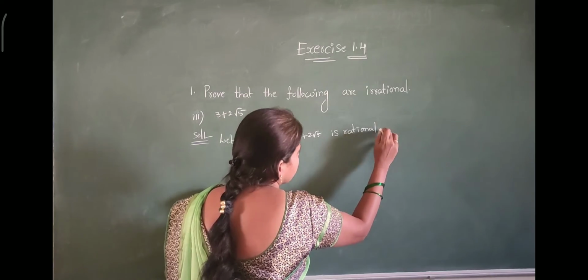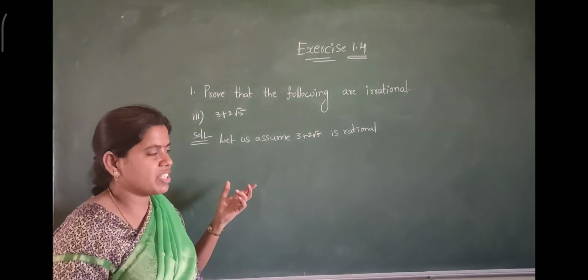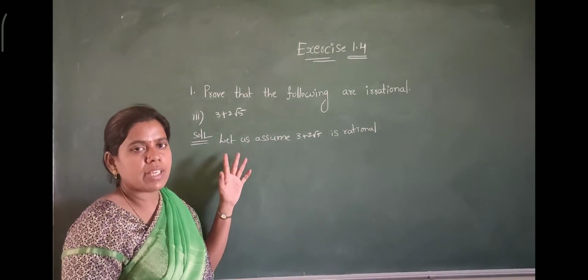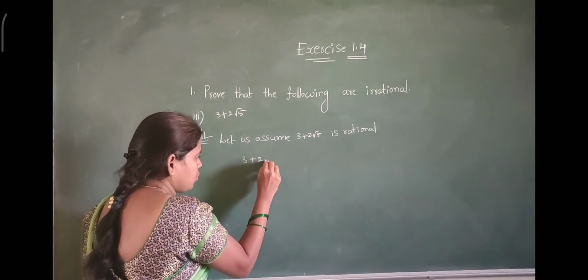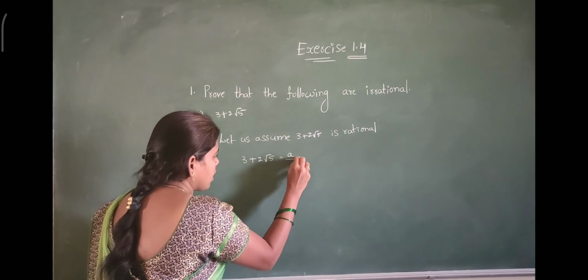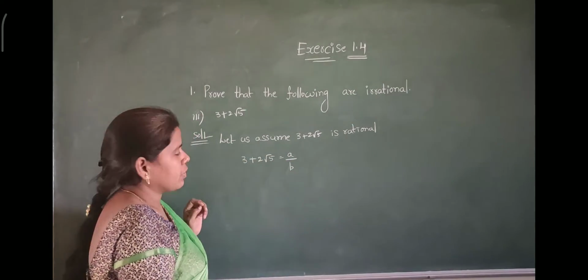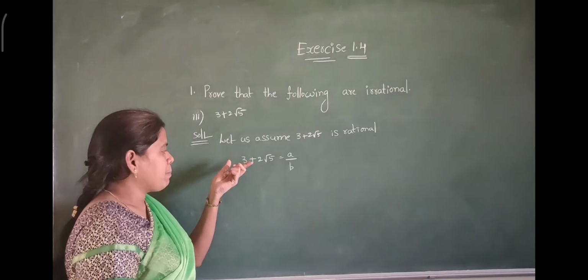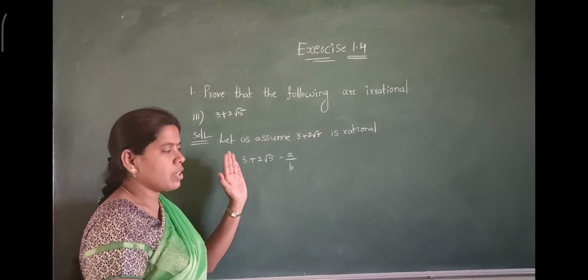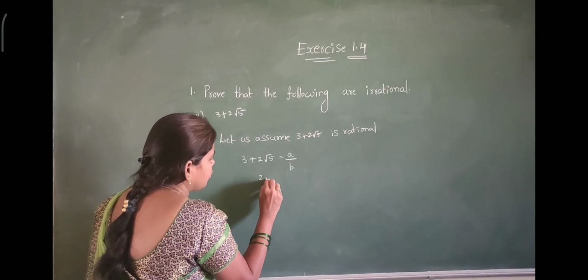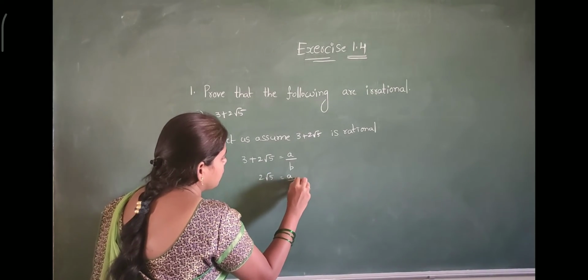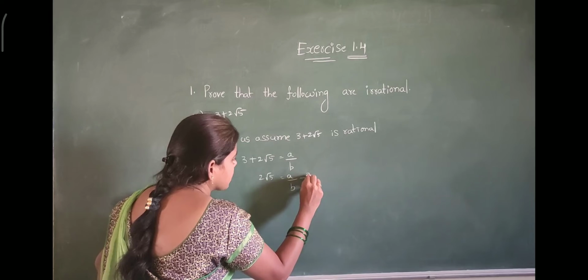What is a rational number? A number which is in the form of a by b is called a rational number. That's why 3 plus 2 root 5 is equal to a by b. If you transpose plus 3 from LHS to RHS, plus 3 becomes minus 3. So 2 root 5 is equal to a by b minus 3.